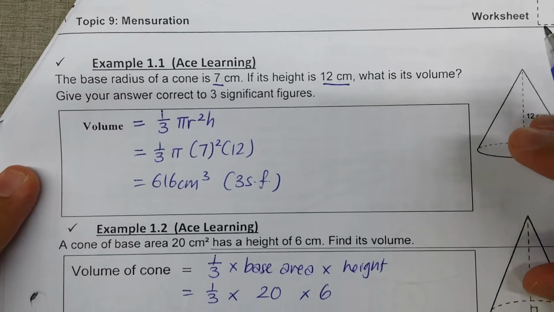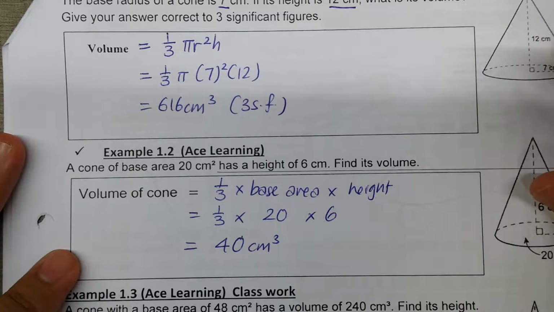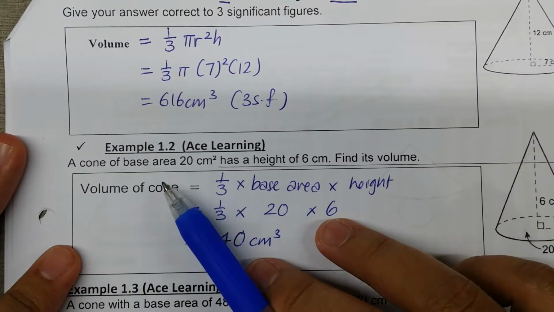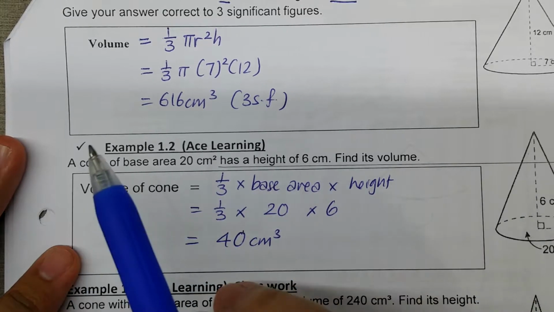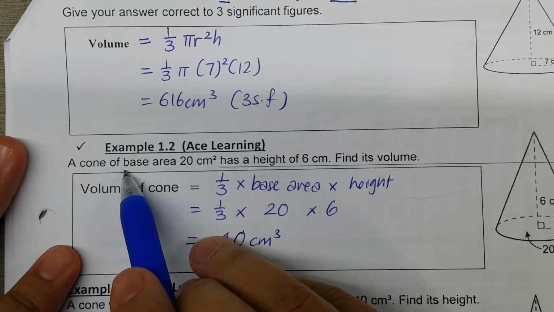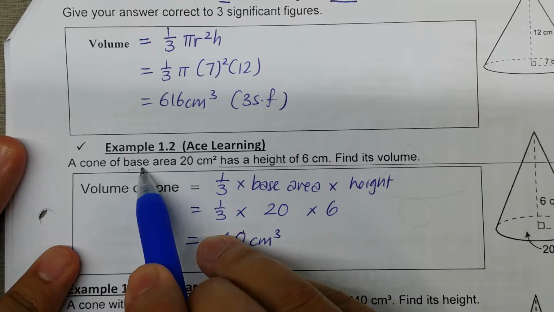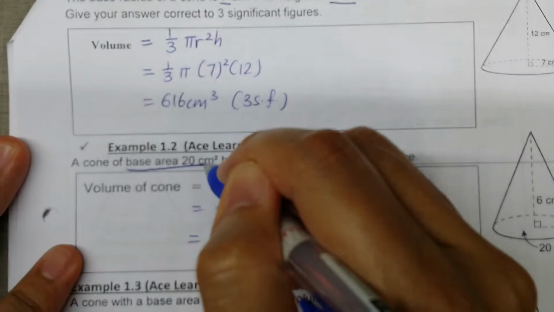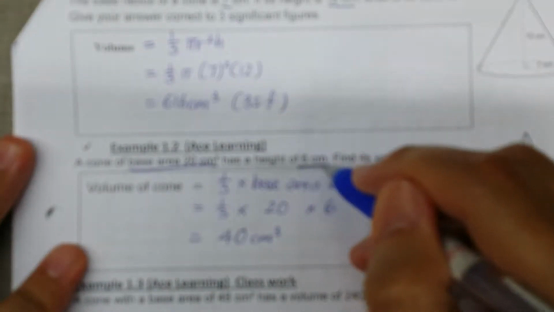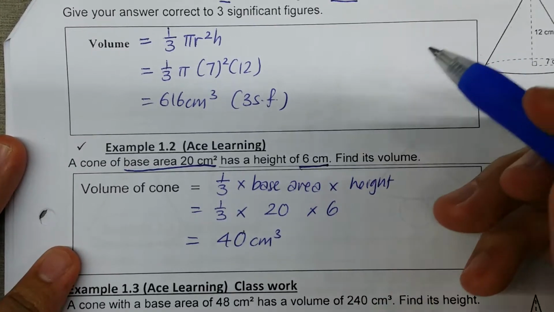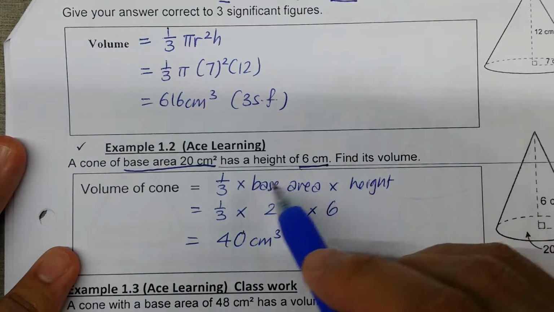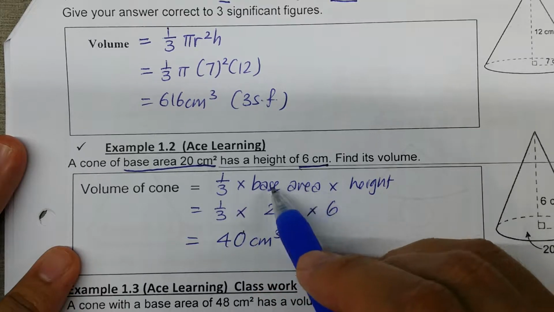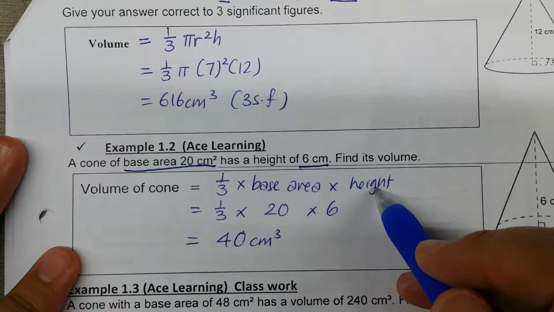Alright, example 1.2, also under ACE Learning. A cone of base area 20 cm square has a height of 6 cm. Now they give me the base area. Instead of giving me the radius, they gave me the entire base area, 20 cm square. The height is 6 cm. So I will not use 1/3 times pi r square h. I wrote down 1/3 base area times height. It's the same.